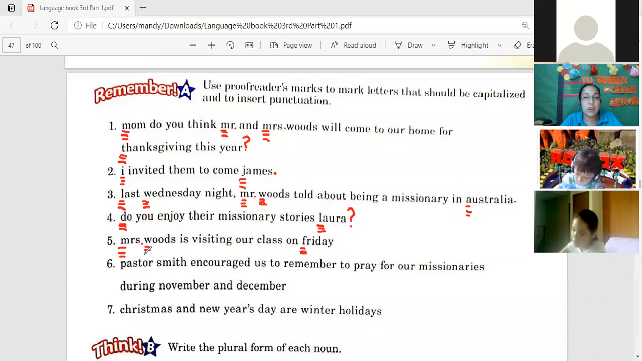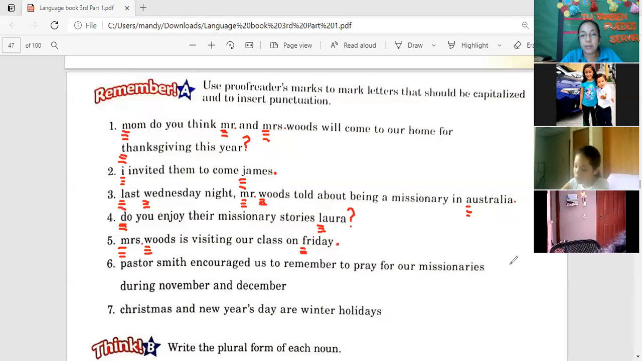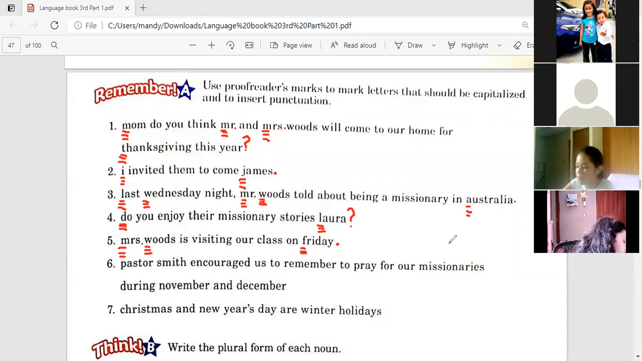That's good. Okay, Danny, and what kind of sentence is this one? Mrs. Woods is visiting our class on Friday. Declarative? Declarative, yes. This one is a declarative sentence, so we write a period. Excellent, good. Number 6, Pastor Smith encouraged us to remember to pray for our missionaries during November and December.